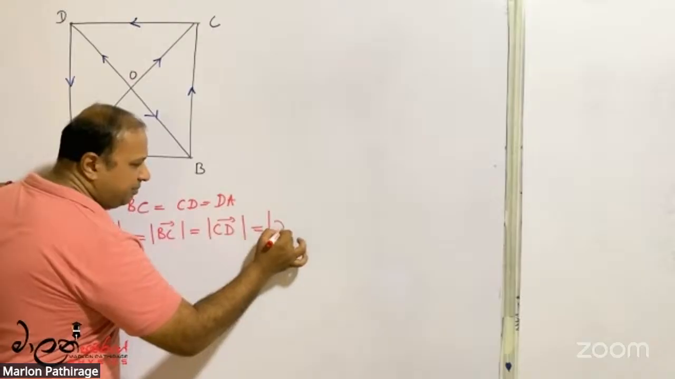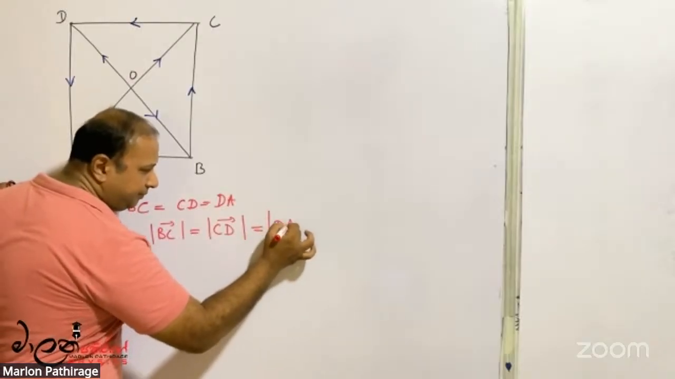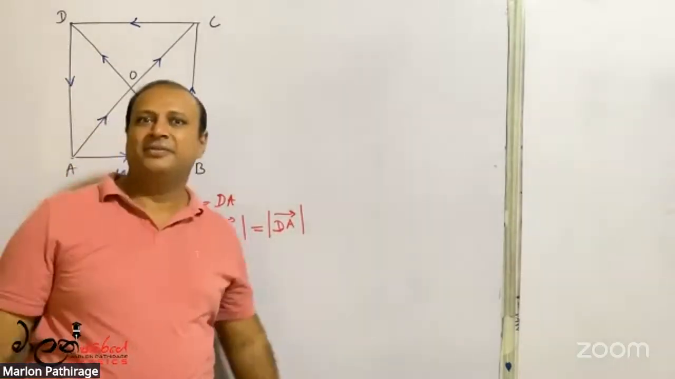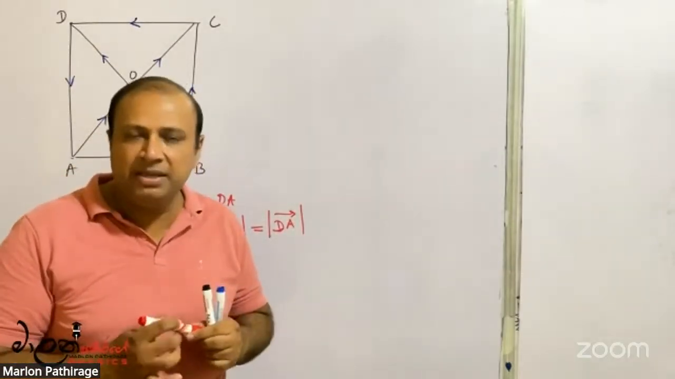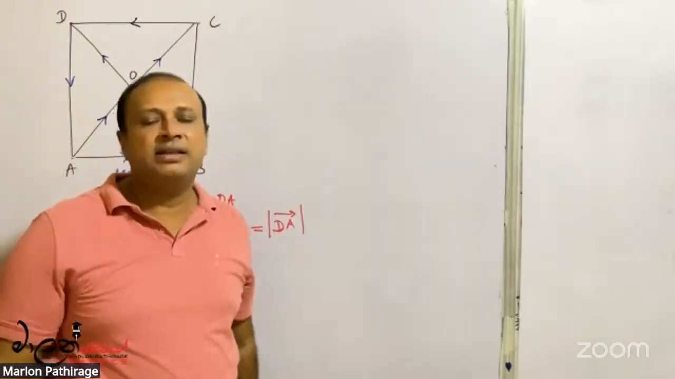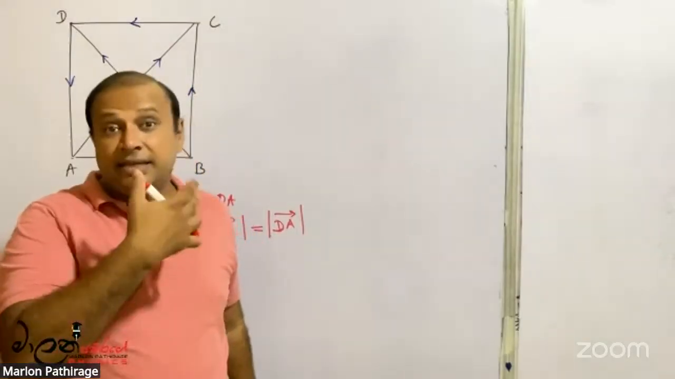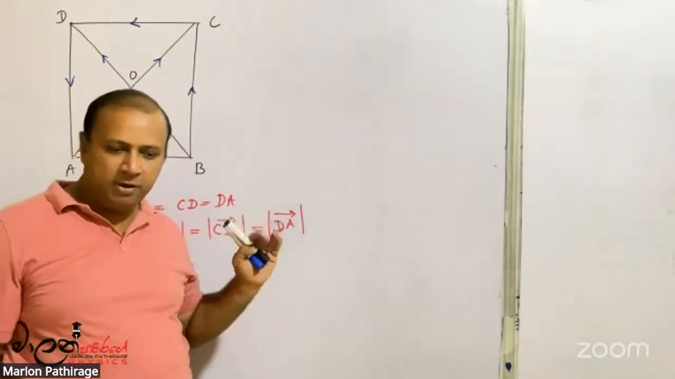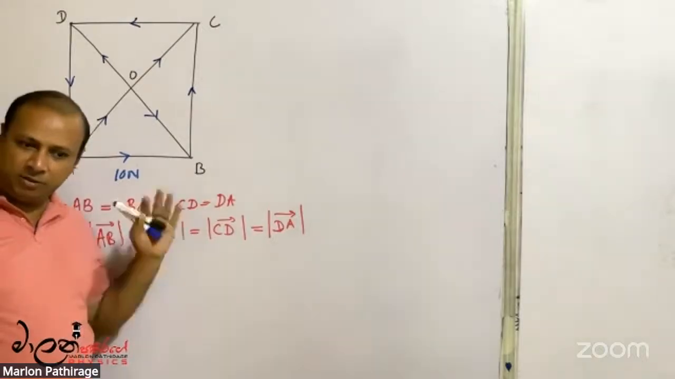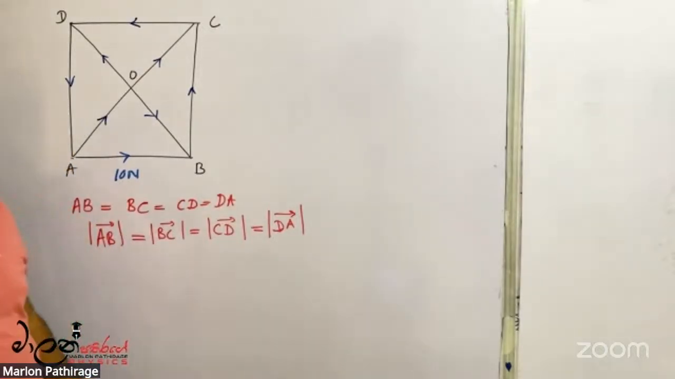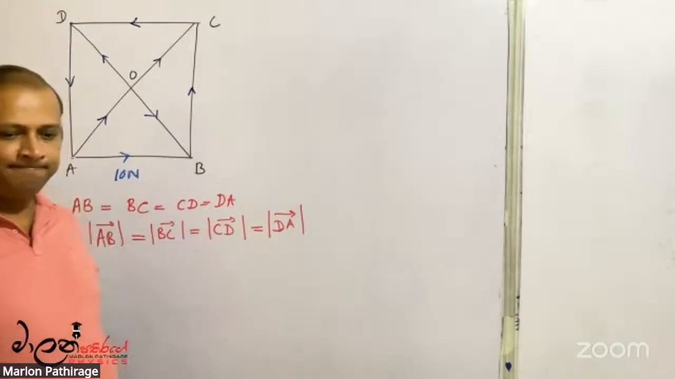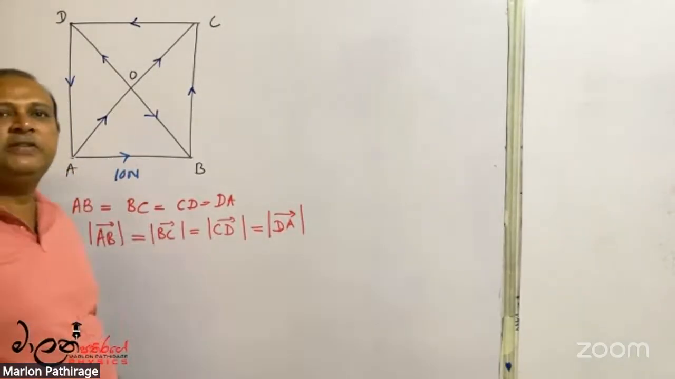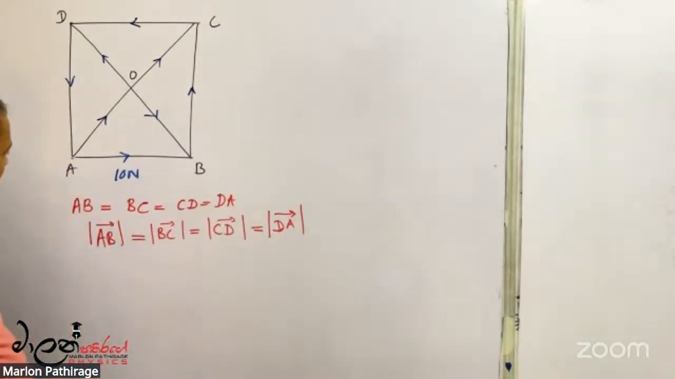And DA means magnitude of DA vector. Magnitude. A length, the length of a line segment, is the magnitude of some vector. Okay. Did you get my point? Did you get my argument? If you got my argument, please raise the hand. Okay. Then this one is given, magnitude of AB vector is given.